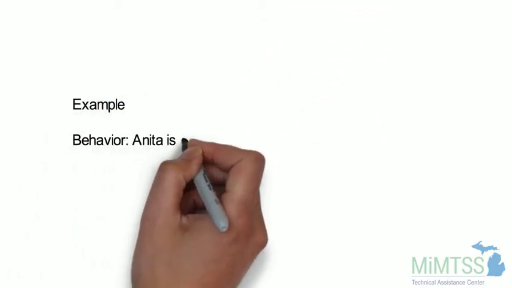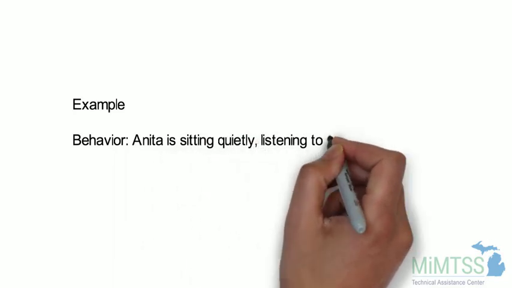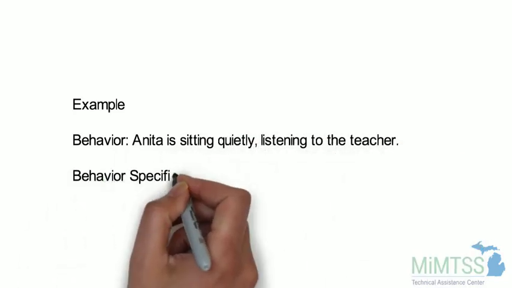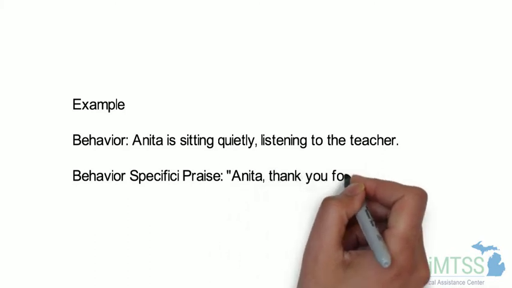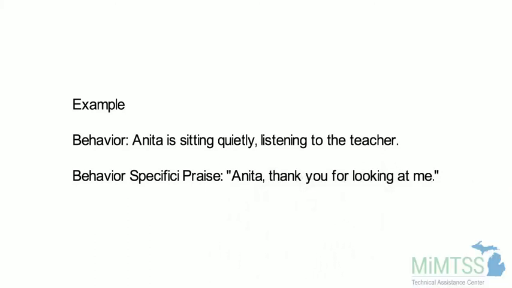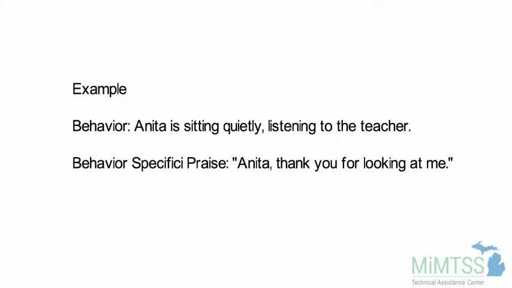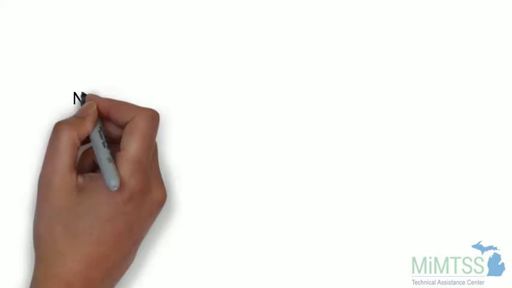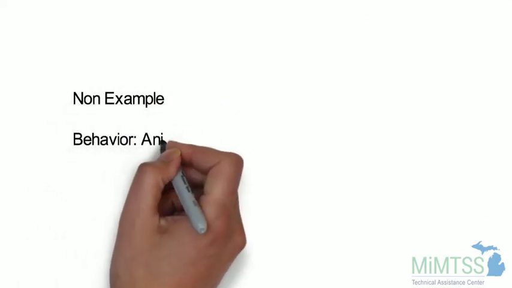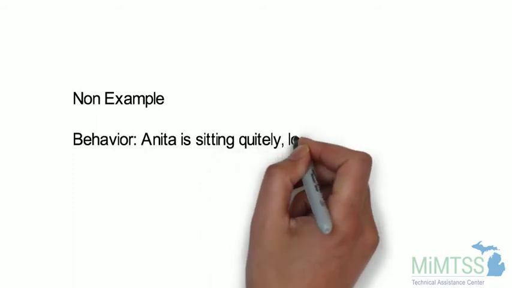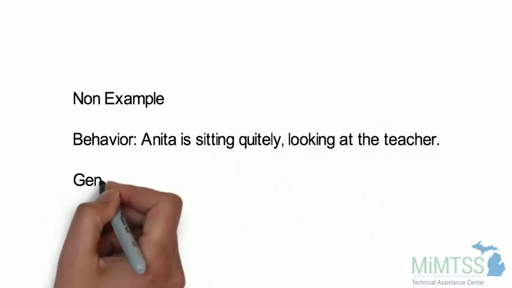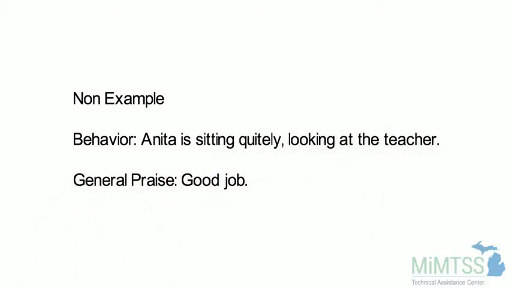Let's take a look at an example. Anita is sitting quietly listening to the teacher. An example of behavior-specific praise would be, "Anita, thank you for looking at me." However, if the feedback was, "Good job," this would be a general praise statement, as Anita, the learner, does not specifically know which behavior the teacher is referencing.